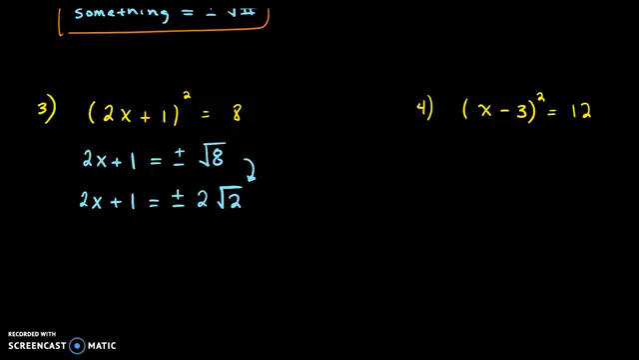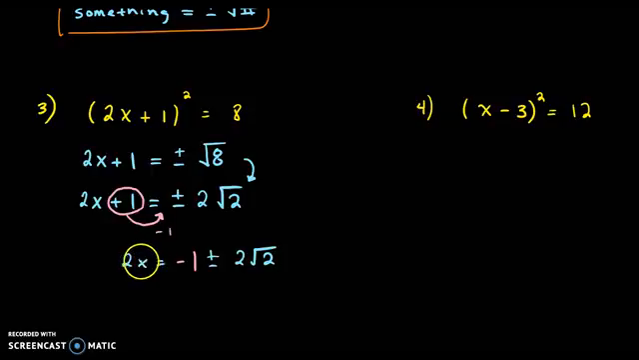Alright, so now I'm going to solve for x. I'm going to move this positive 1 over, and when I move it over, it becomes a -1. So I'm left now with 2x is equal to, let me change my color, we have -1, and then we have plus minus 2 square root of 2.